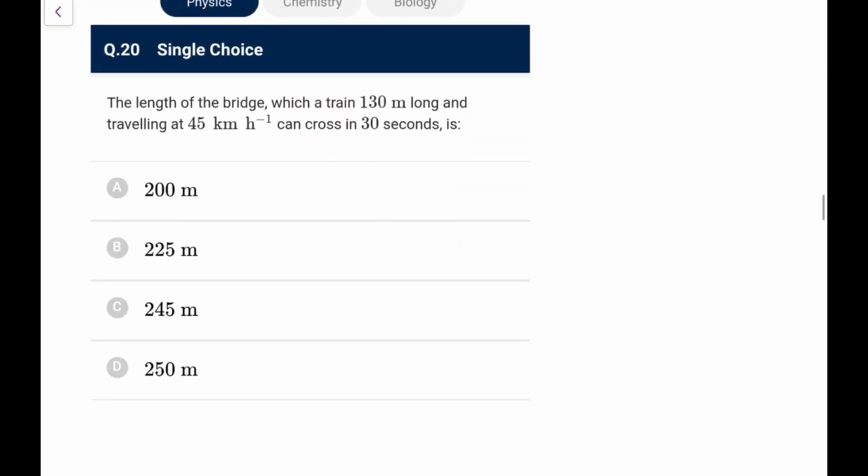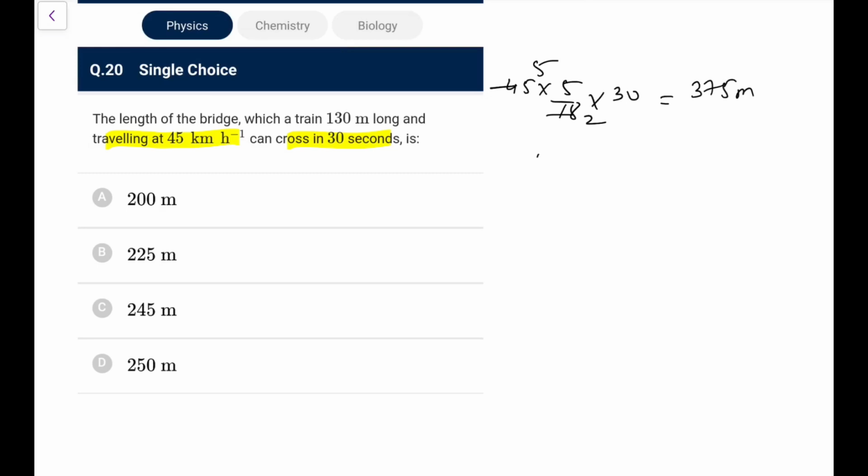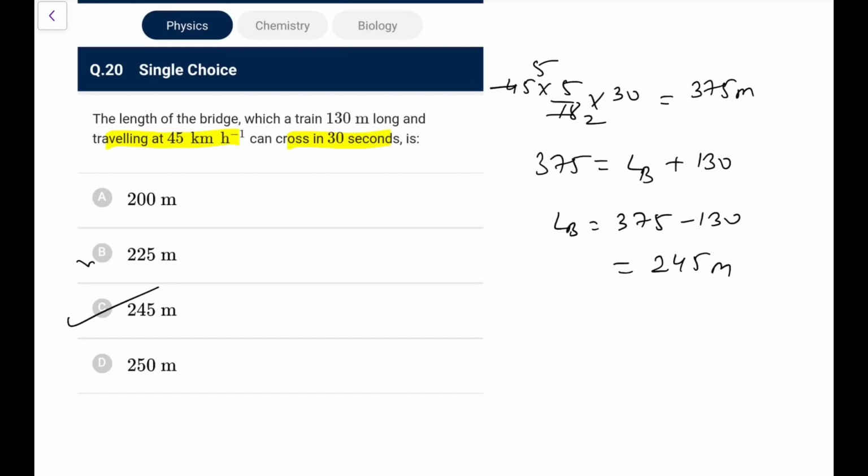Next one, the length of the bridge which a train 130 meter long and traveling at 45 km/h can cross in 30 seconds is. So in 30 seconds, how much distance can it travel? It would be 45 into 5 by 18 into 30, so that would be 750 by 2, that is 375 meter. And this 375 should be equal to length of bridge plus length of train, that is 130. Just remember, we say it enters when the front end enters and it leaves when the back end leaves. So the length it has to cover is length of bridge plus 130. So length of bridge is 375 minus 130, that comes out as 245 meters. So go for C, not B, go for C.